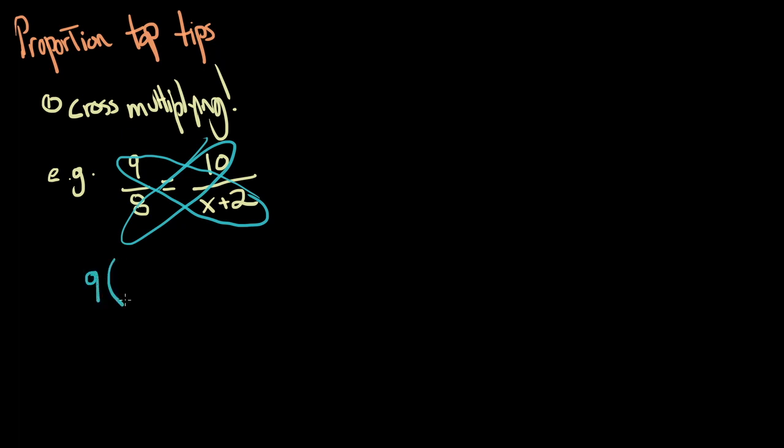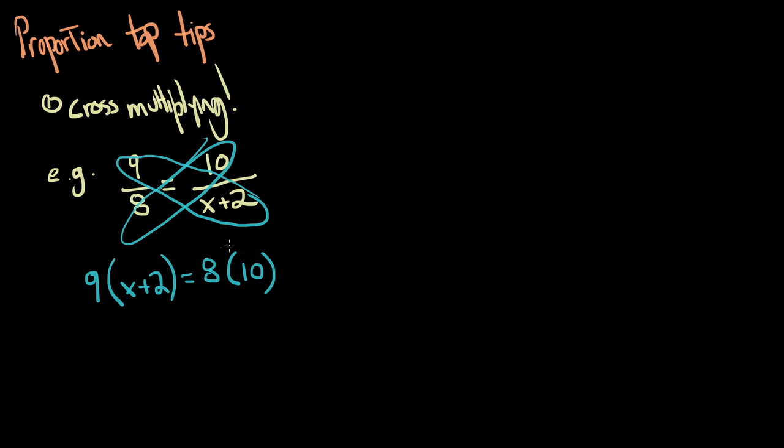So I'm going to say 9. This is 9 times x plus 2. And this is 8 times 10. Sometimes I'll just kind of cheat a little bit and write 80 because we know that. But then I'm like, how did that become 80? Well, I multiplied 8 times 10. But anyways, here you go.